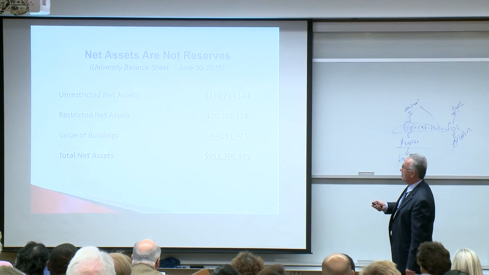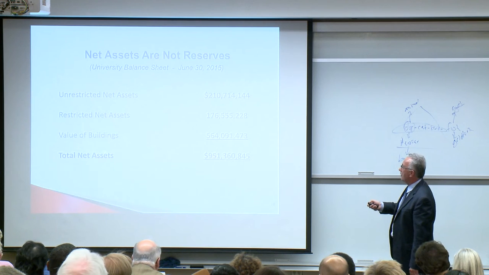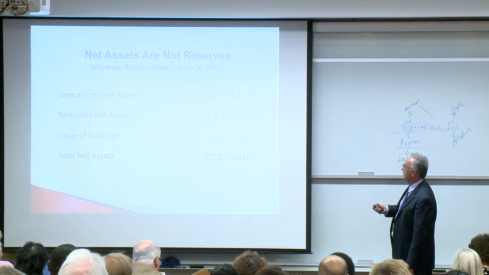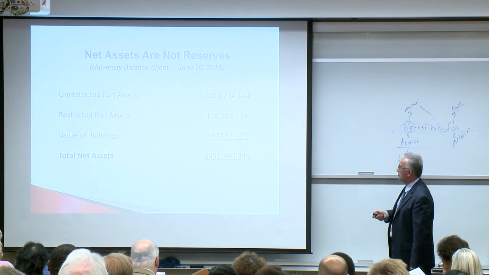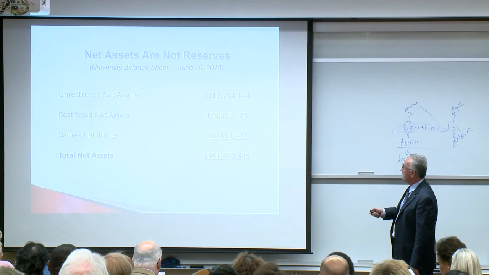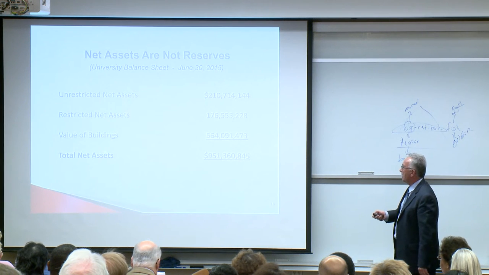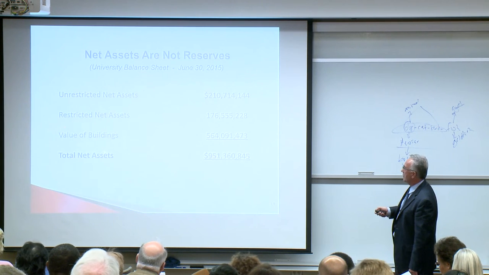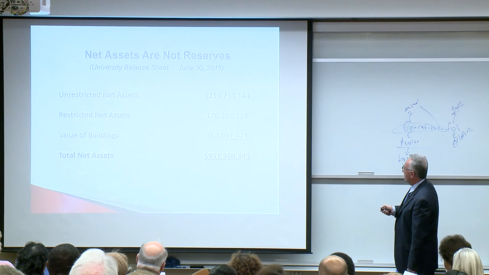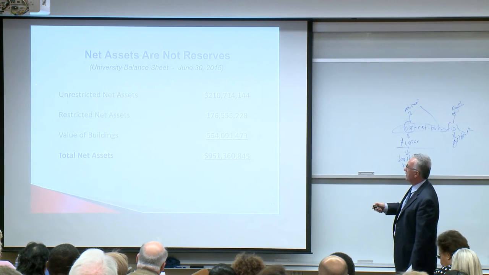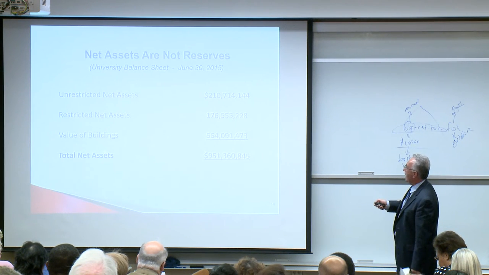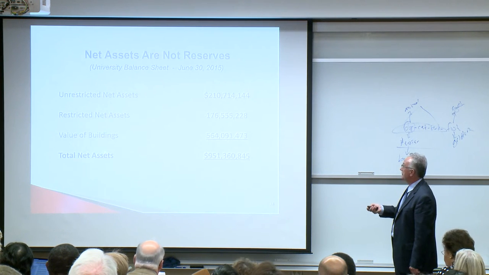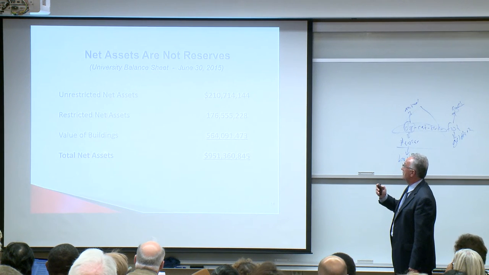We have unrestricted net assets, which aligns back with that E&G unrestricted budget as well as our auxiliaries. We have restricted net assets, which aligns with endowments, restricted gifts, and any sponsored funds that we receive. And then there's a component called value of buildings, or investment in plant. This is net of the original value of the building, less depreciation, and also less debt. You have to remember that debt is not offset in this category. We may have a balance up here and still have significant debt due by the university. So this is what it is at June 30th, 2015.